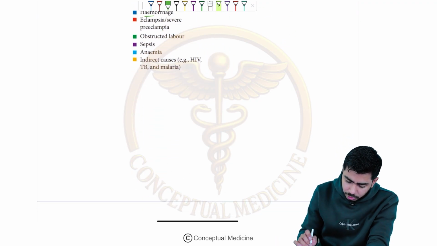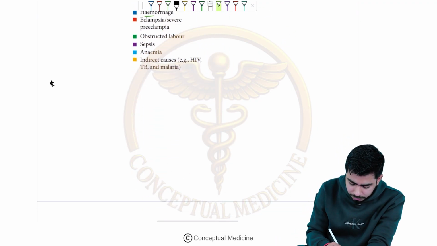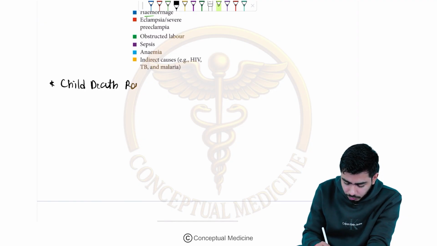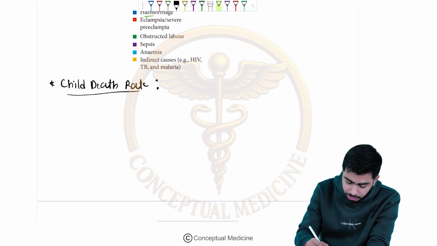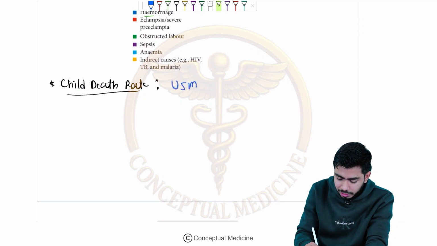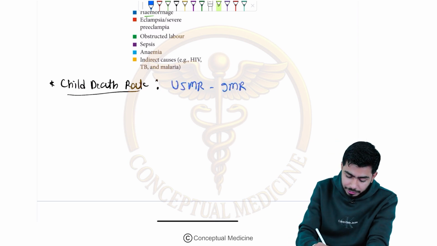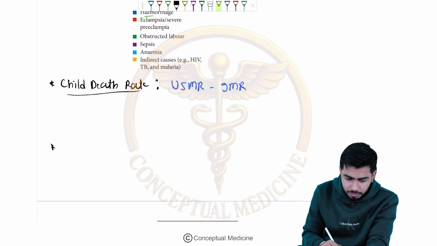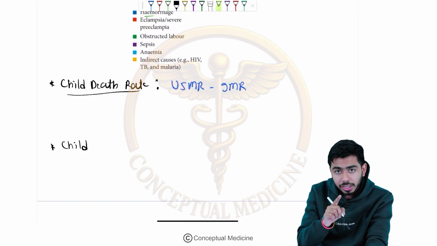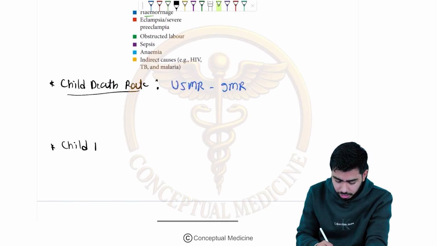Now, other than that, we shall be talking about some more important points. What is child death rate? If we talk about the child death rate, this is the under 5 mortality rate minus the infant mortality rate. If I talk about one more, that is the child survival rate, but before that, I might be talking about a similar term. I talked about child death rate. Now I'm saying child mortality rate.